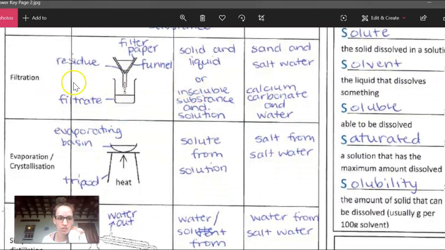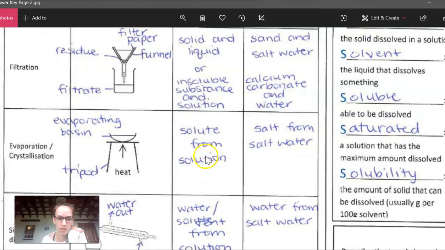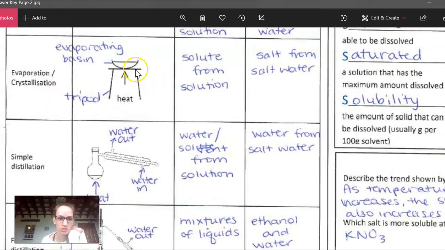Second one, filtration. A couple keywords here for you. Remember, the solid is called the residue, and the liquid that goes through the funnel is called the filtrate. This is for separating an insoluble substance, solid, from a solution. So salt water from sand, or calcium carbonate, which is insoluble, from water. Third one, evaporation or crystallization. Keyword for you here, this is called an evaporating basin. That's sort of the white ceramic bowls that we use. You can heat the solution, all of the solvent, the water, will boil away, leaving you with your solute. So this is how you get salt from salt water.